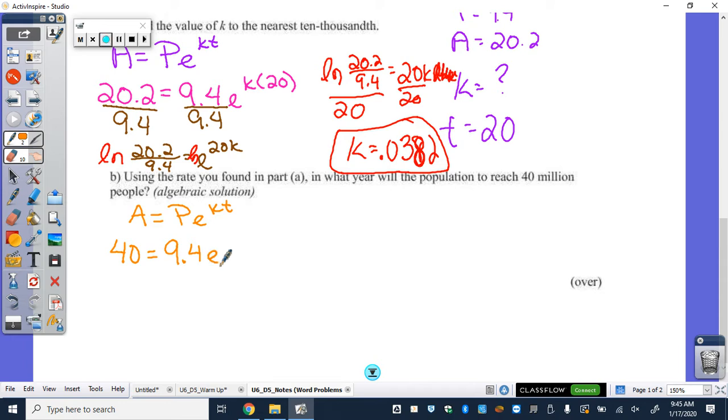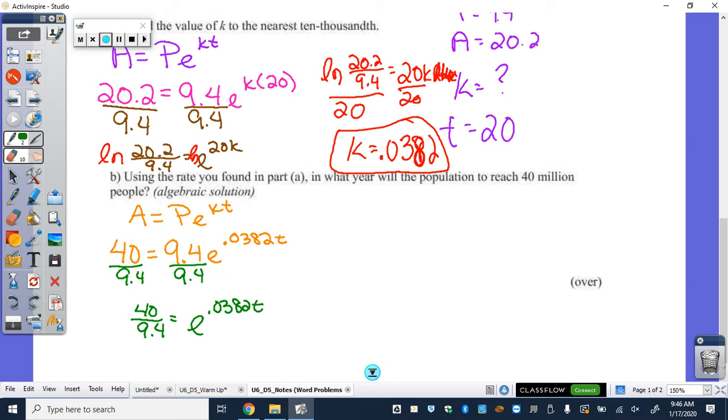E is e. K is 0.0382. T is what we're looking for this time, so T stays as T. So now we'll start solving. Divide by the 9.4 again. That's going to equal e to the 0.0382t.